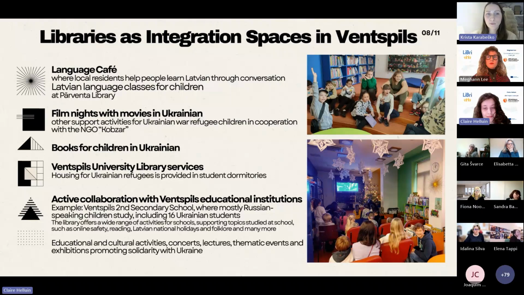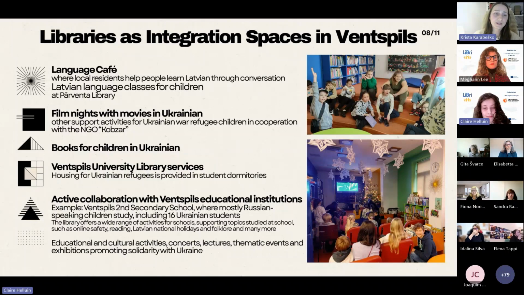Also, we have film nights with movies in Ukrainian sometimes in the main library, and we have bought some books for children in Ukrainian too. And for example, Ventspils University Library is really essential for Ukrainian refugees, because this is the same building they stay in. So the housing is provided in those dormitories. So they use printing and many other services the library gives.